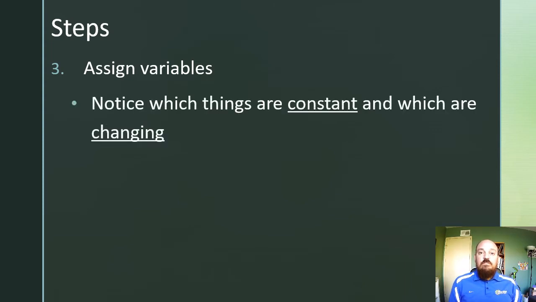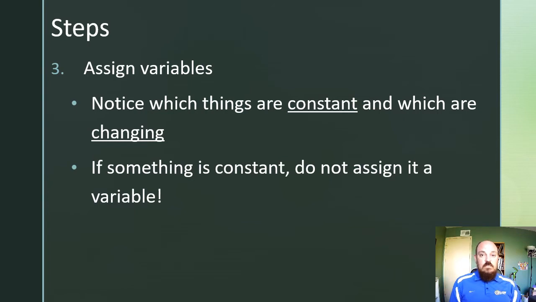Now here's a very, very, very important step. As you're assigning variables, you want to stop and think about what things in the problem are constant and what things are changing. Because if something is constant and you assign it a variable, you're going to mess up the problem. You're going to either make it really hard to do, or you might even make it impossible to do. You won't have enough information. So it's important to think about that. I'm going to show you an example right now of a kind of a common question.